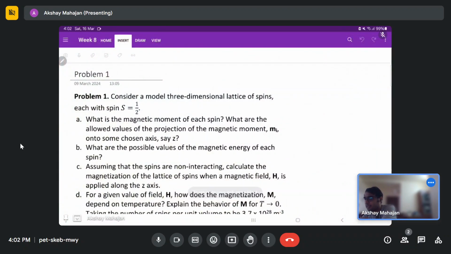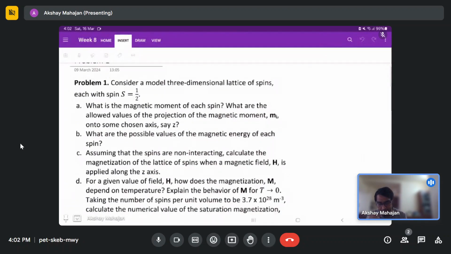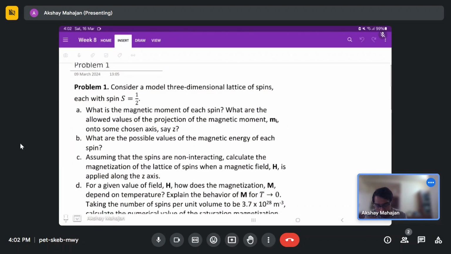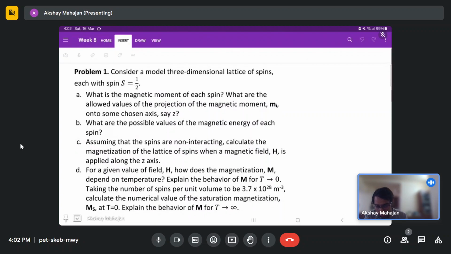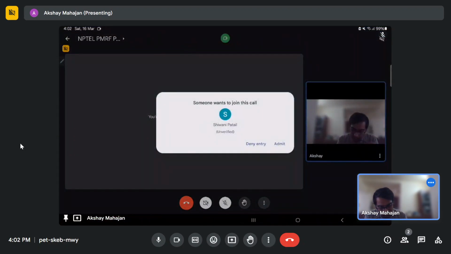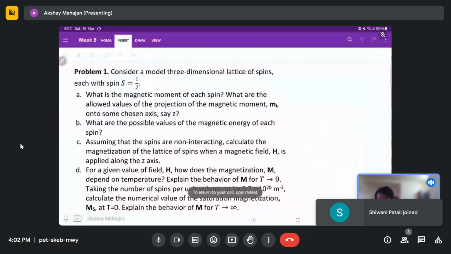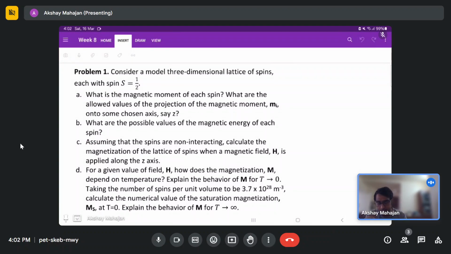So first we will start with the problem that we left in the last session. It was problem number 9 of last session. So the problem is we have to consider a model 3-dimensional lattice. So let's start with our problem number 1. This is the last problem that we left in the last session.